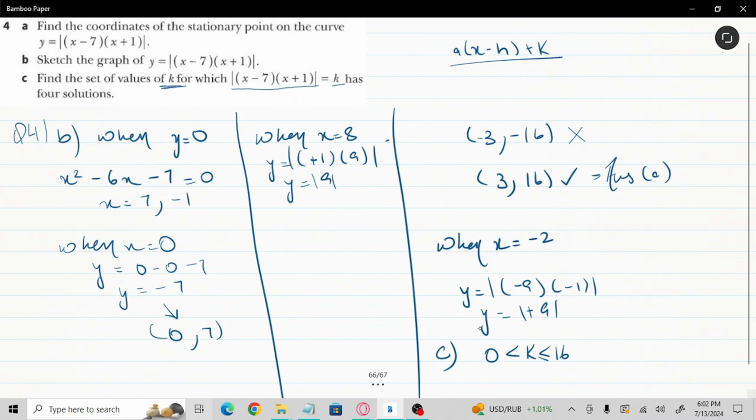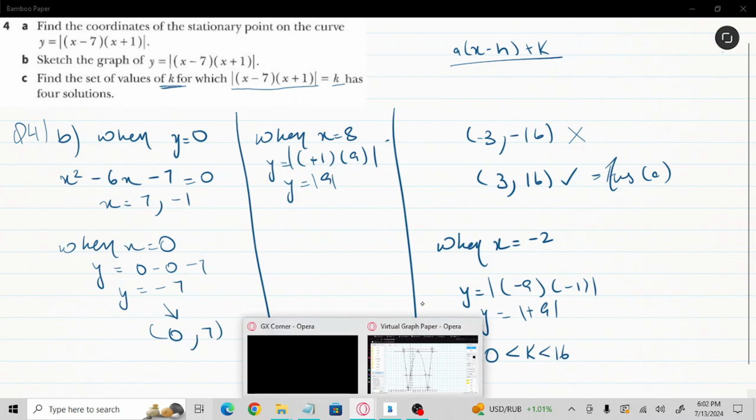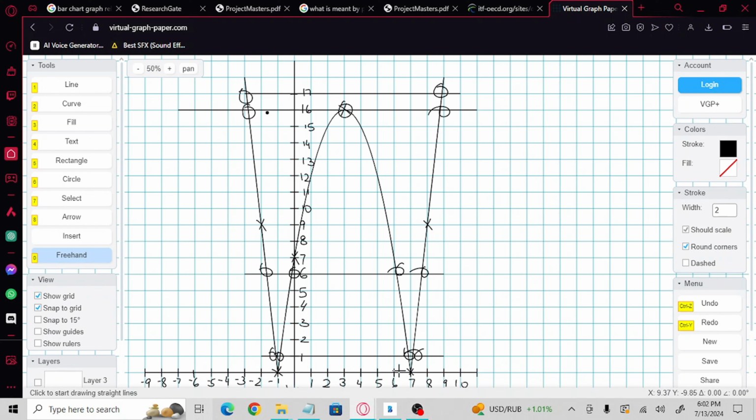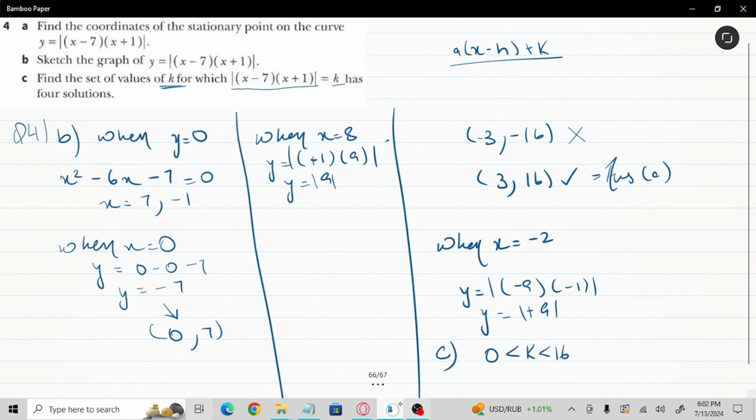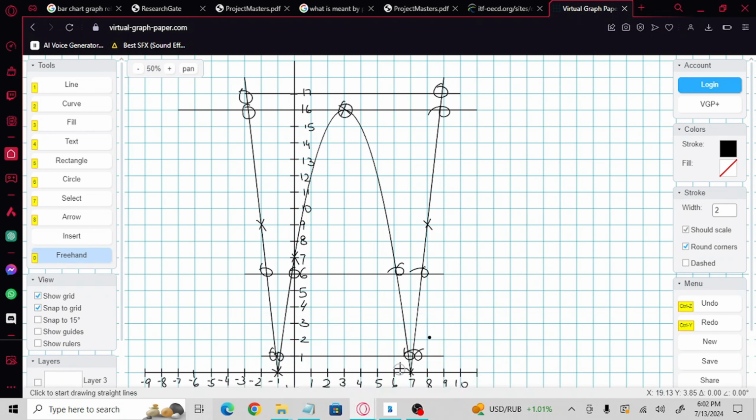Oh sorry, by the way, this is not k less than or equal to 16. It's lesser than 16. The reason is that if we go to equals 16, we are only going to get 3 points. So it's lesser than 16 only. So this is for question number 4. Proceeding to question number 5, and before I proceed to question 5, let me just erase this graph.